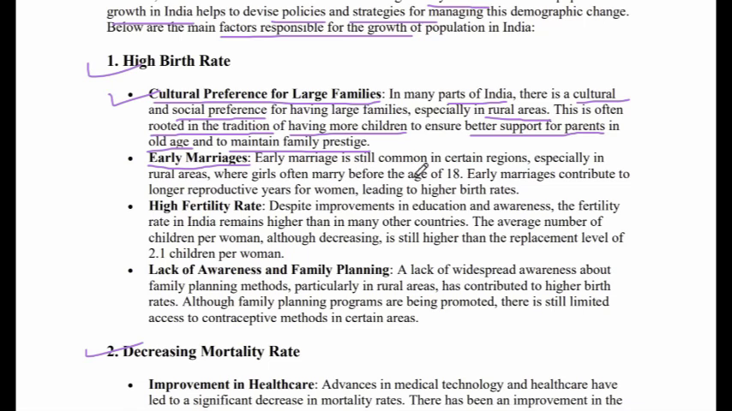Early marriage, which is quite common in certain regions in the rural areas, as I spoke about. There, the girls are often married before the age of 18. Very true it is. Early marriages contribute towards longer reproductive years for women.